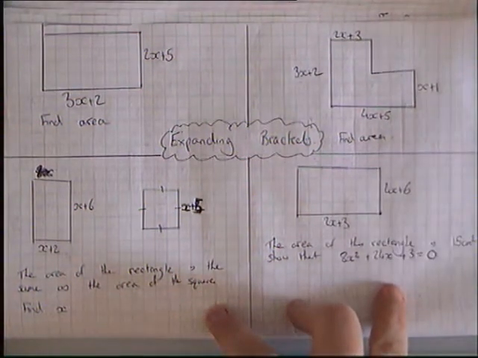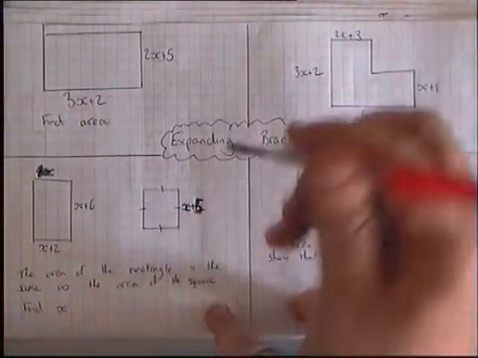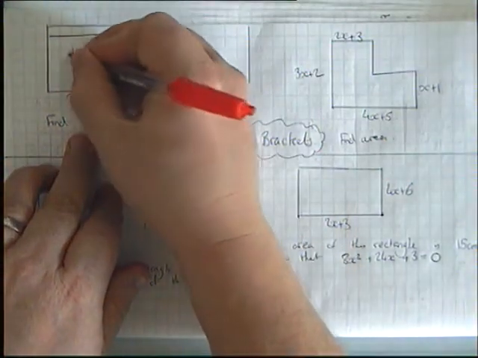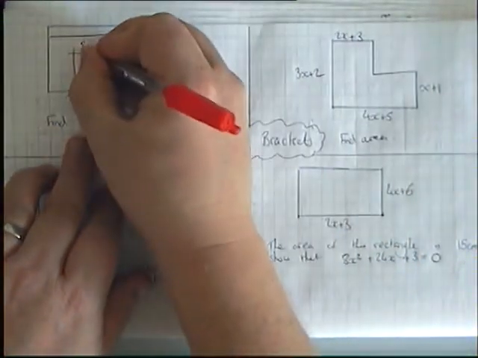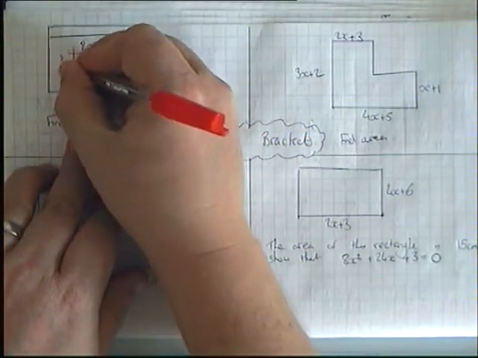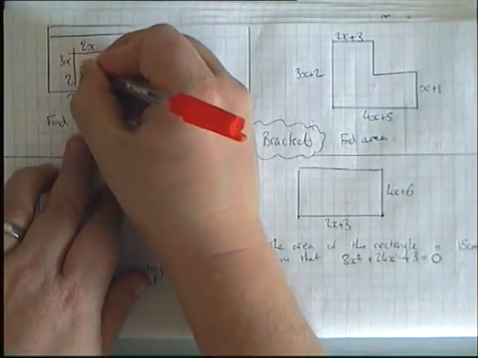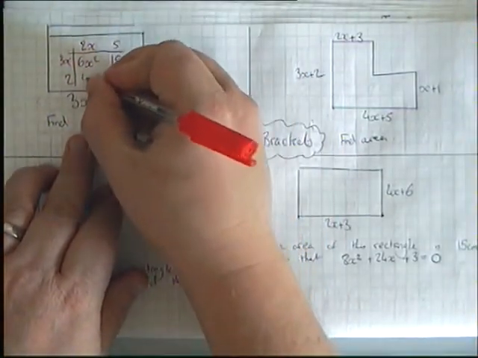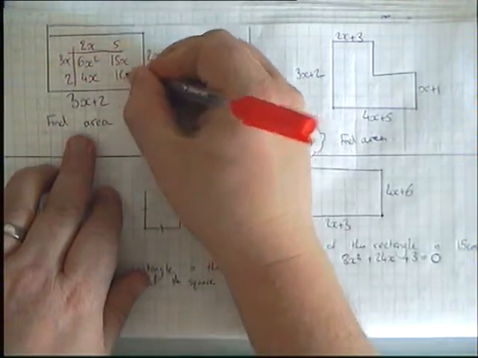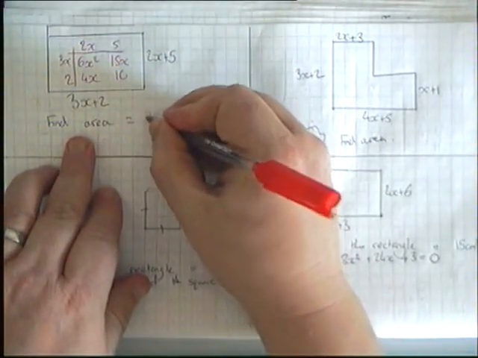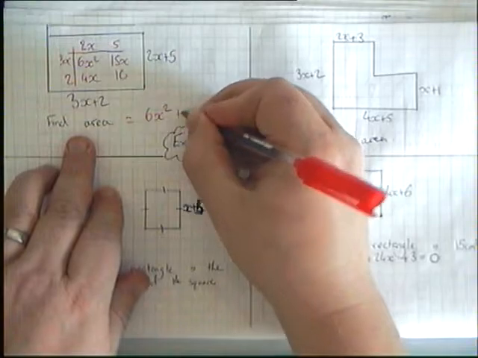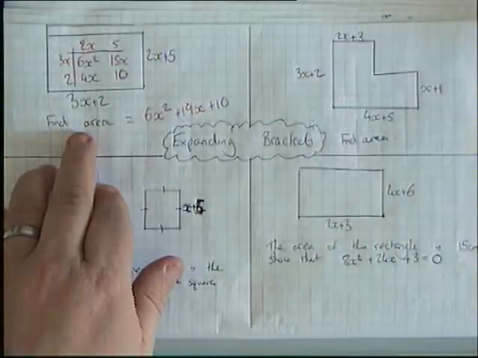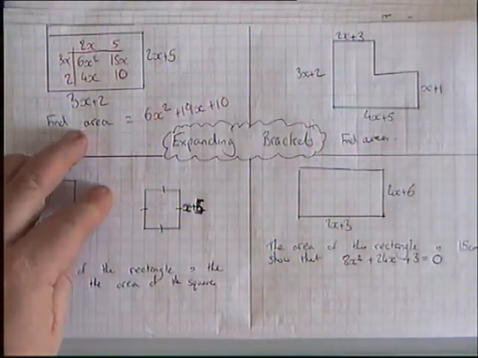Okay, so first one, this one up here, find the area of this. Well, area is length times width. So I'll draw it inside the shape because I've got a bit of space there. I've got 2x add 5, 3x add 2. So that'll be 6x squared, 15x, 4x, and 10. So overall, my area is going to be 6x squared, add 19x, add 10. Okay, so that one was fairly straightforward.